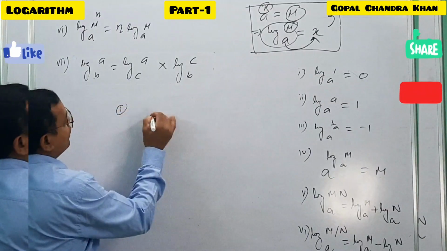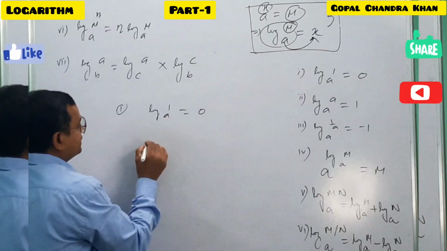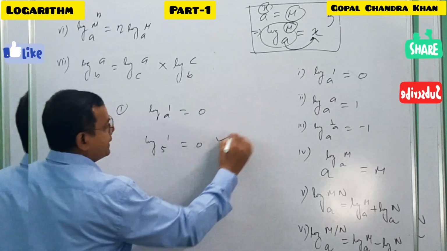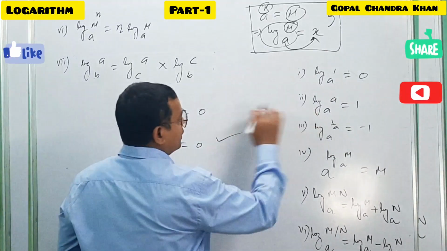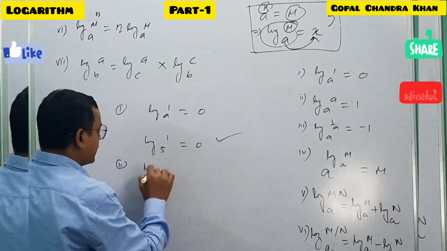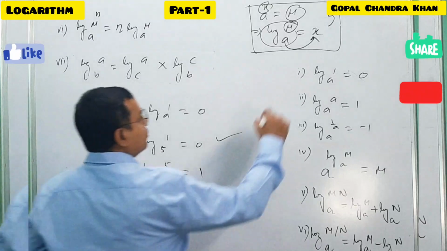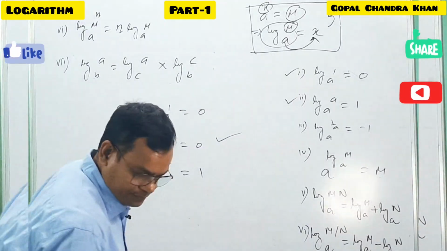application. Number one: logarithm 1 base a equals 0. If I apply this, can I take logarithm 1 base 5 equals 0? Yes. Number two: if you get logarithm 5 base 5, can I write it equal to 1? Yes. So number one is done, number two is done. Now let me show number three.